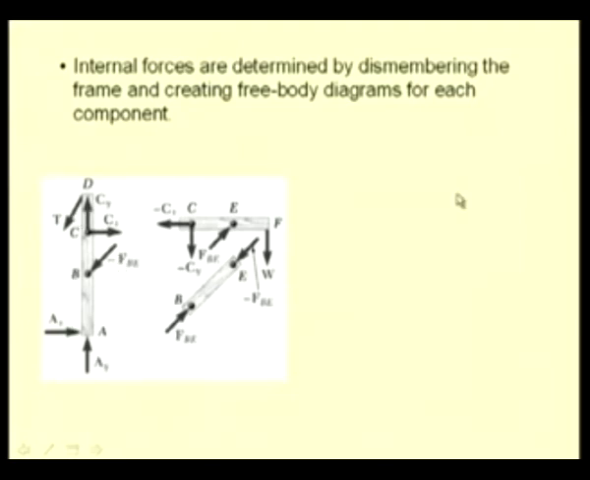You should remember that these equations are not independent of the equations that we used to determine the external reactions by considering the complete free body diagram of the frame.